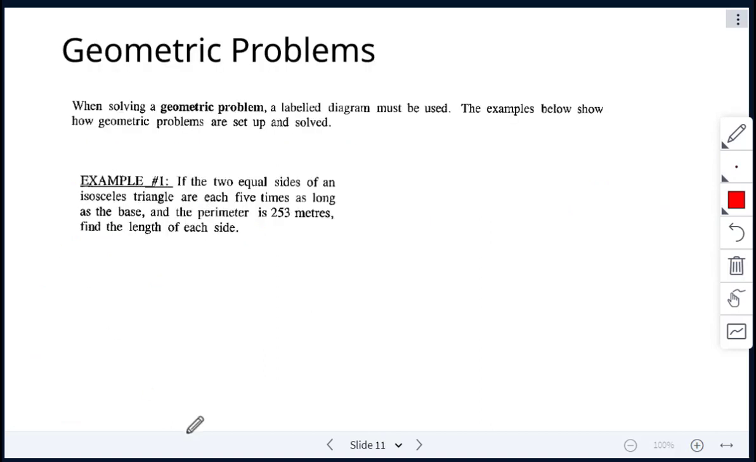Okay, so the next type we're looking at are the geometric problems. These are going to have some sort of shape, so you would have to have a labeled diagram when solving these. Let's look at our first example. If the two equal sides of an isosceles triangle are each 5 times as long as the base, and the perimeter is 253 meters, find the length of each side. A couple of things we need to review here: first of all, what is an isosceles triangle and what is perimeter? I'm just going to pause.